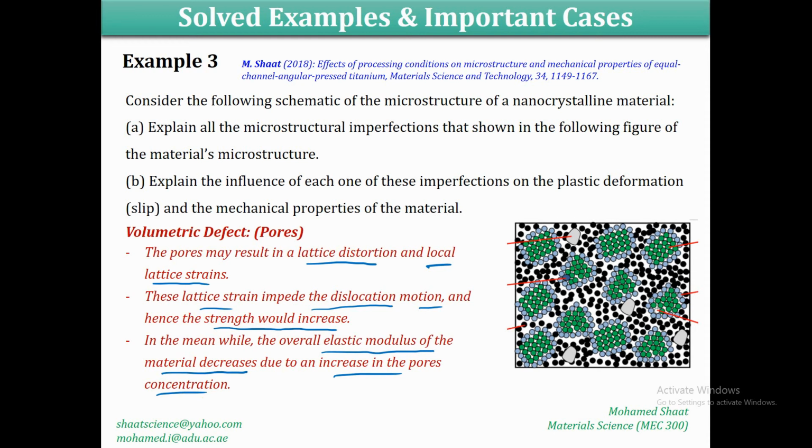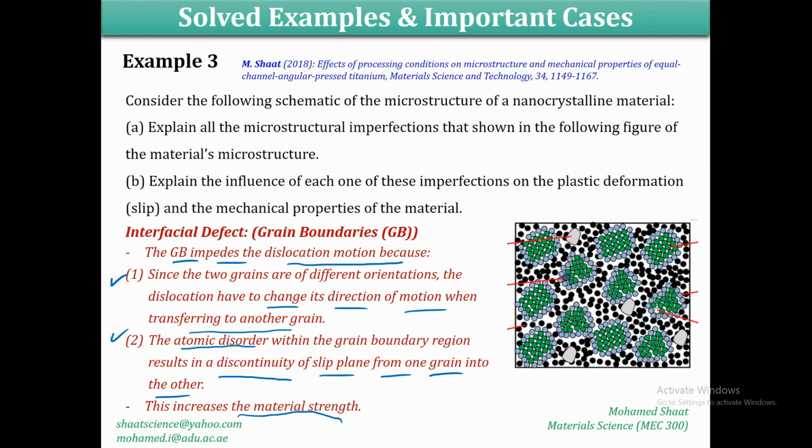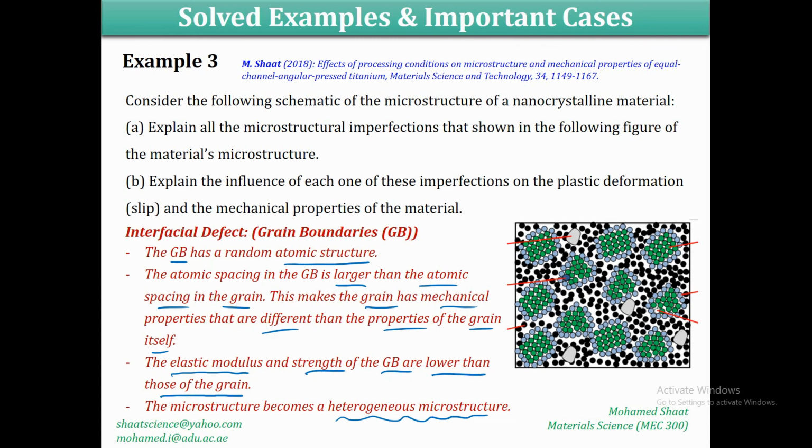And these are the effects of the pore as a volumetric defect on the mechanical properties and the microstructure of the nanocrystalline material. So this is a very interesting example to understand the microstructural changes, the mechanical properties, and the effects of these imperfections. As you can see, to answer this question, we had to go over chapter 4 and chapter 7 that we covered in this course so far. Make sense?